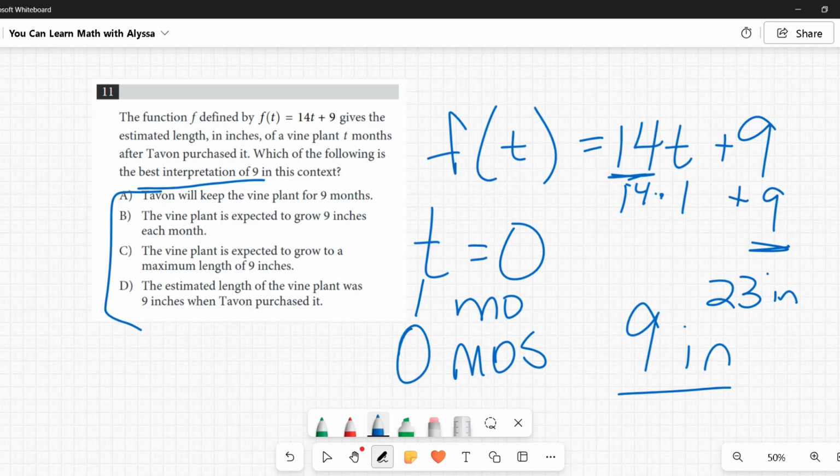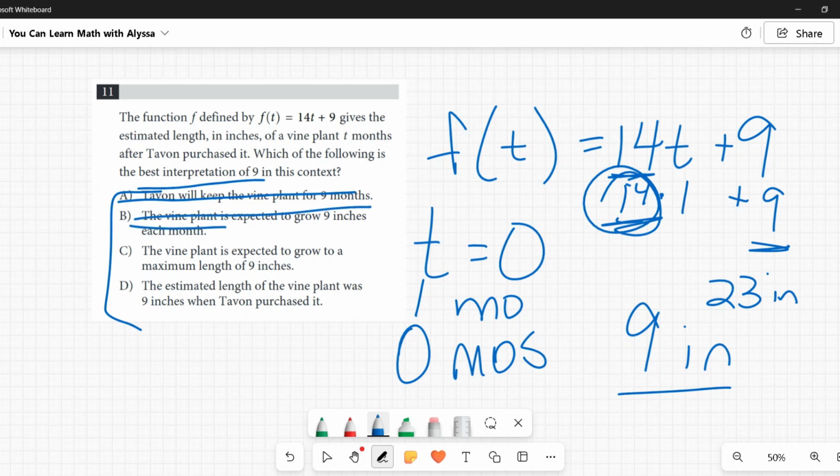We look at our options here. Let's see which one lines up best with what we've just determined. A, Tavin will keep the vine plant for 9 months. No, there's no reference to 9 having anything to do with how many months Tavin's keeping the plant. B, the vine plant is expected to grow 9 inches each month. Nope, we looked at it and said that 14 was how many inches we expect the vine plant to grow each month.